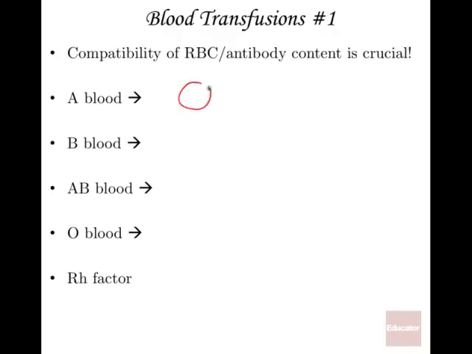If we looked around the surface of a red blood cell in somebody who has type A blood, let's say that on the surface there are these little molecules, called antigens, projecting through the plasma membrane. So this is an A antigen.